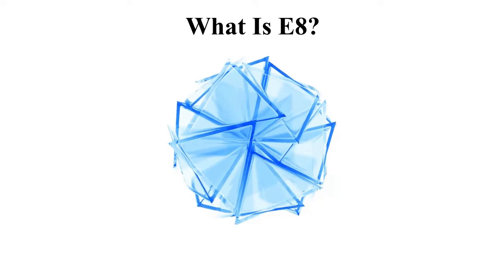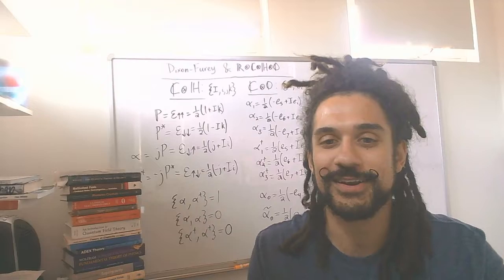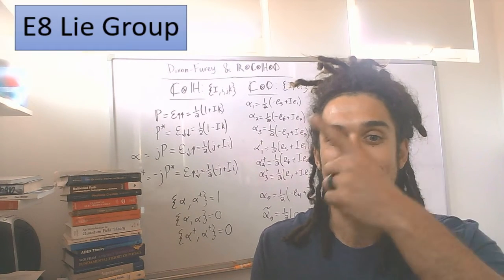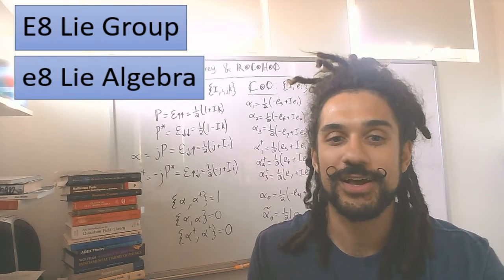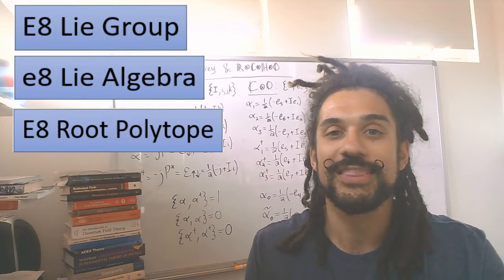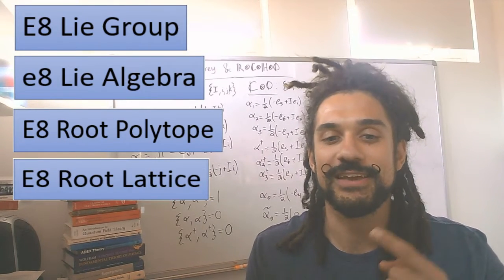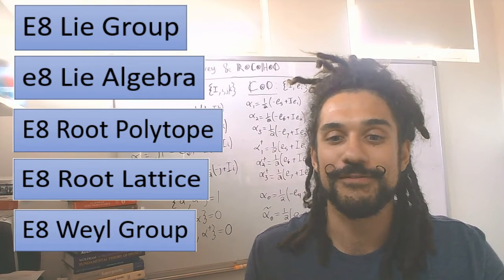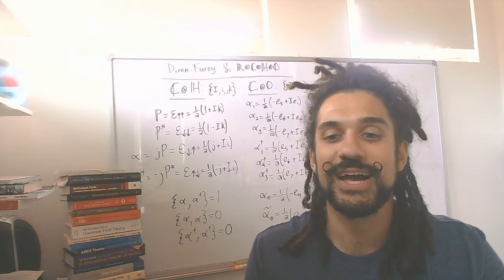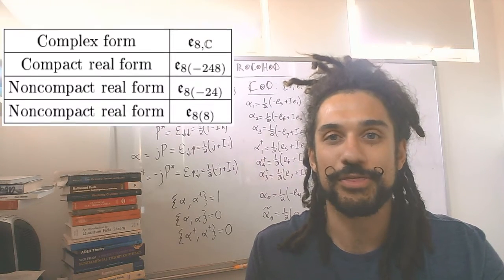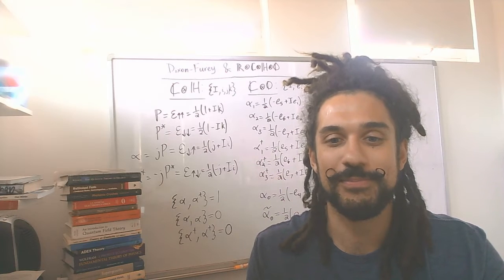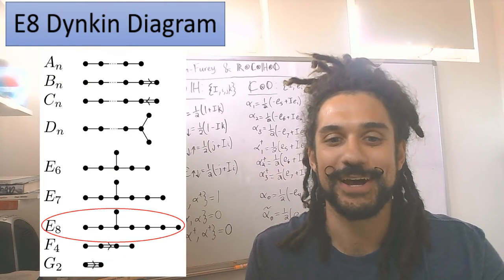Okay, so what is E8? To get started, the term E8 is not very specific as there is the E8 Lie group, the E8 Lie algebra, the E8 root polytope, the E8 root lattice, and the E8 Weyl group. Even this is not always specific enough, as the E8 Lie algebra has a complex form and 3 real forms. There is also the E8 Dynkin diagram, but don't worry about this one for now.